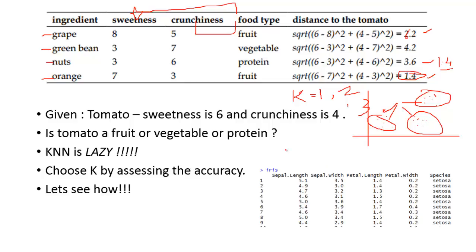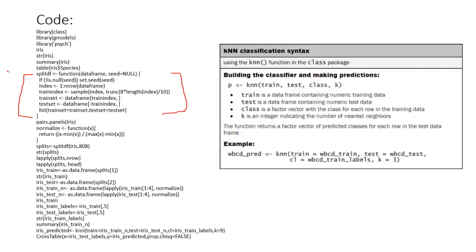It should contain each observation in a distributive manner. It should not contain a cluster of Setosa only, because if it contains a cluster of this species only, then how will you be sure that it will correctly predict another category? So you should randomize your data set. That's why I have written this code for randomizing the data set. This is nothing but a function created. It accepts a data frame and seed equals null.